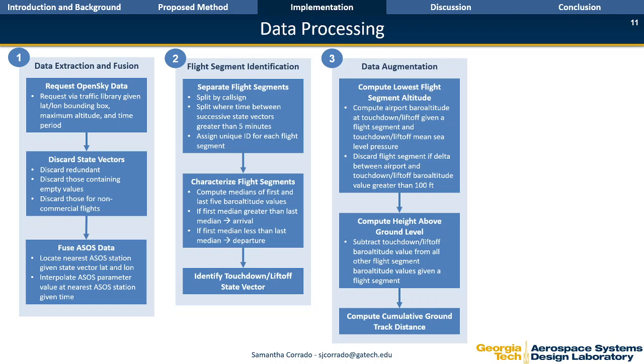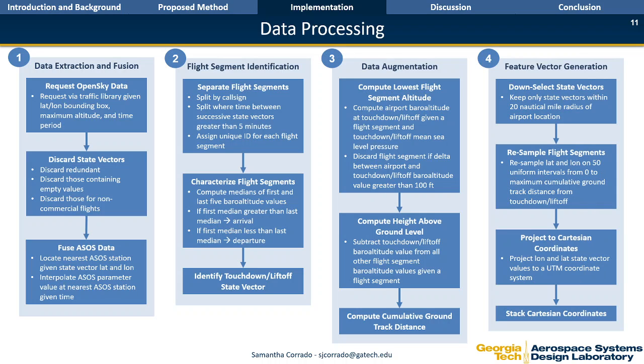Then, the data augmentation takes place, in which the lowest flight segment altitude is determined such that the height above ground level for each state vector may be computed, where flight segments that do not reach below 100 feet above ground level are discarded because we don't have enough data for them to arrive at the airport location. And finally, a cumulative ground track distance for each state vector is computed.